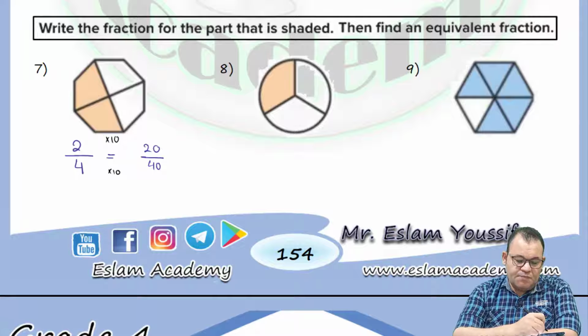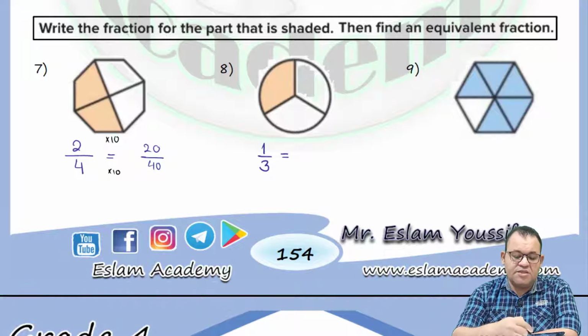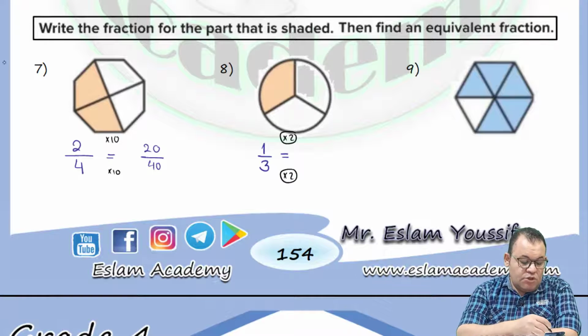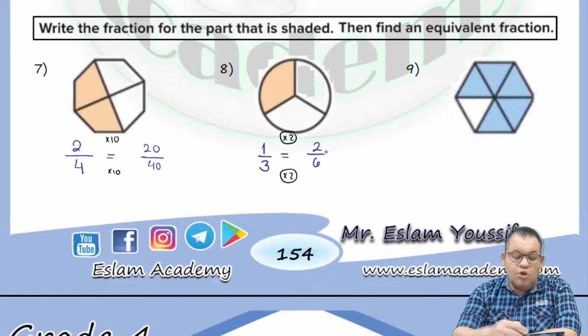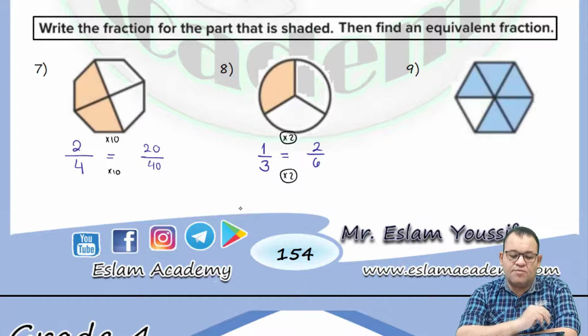Again, question number 8. We have only one selected part, or only one shaded part out of 3 parts. To find an equivalent fraction, we just need to multiply the numerator and denominator by the same number. You can multiply by 2. Multiply up and down by 2. So it will be 1 times 2 equals 2, and 3 times 2 equals 6. You can choose, I will multiply the numerator by 3. But once you multiply the numerator by 3, you need to multiply also the denominator by the same number. Whatever number you choose, no problem. But the main point is that you need to multiply the numerator and denominator by the same number.